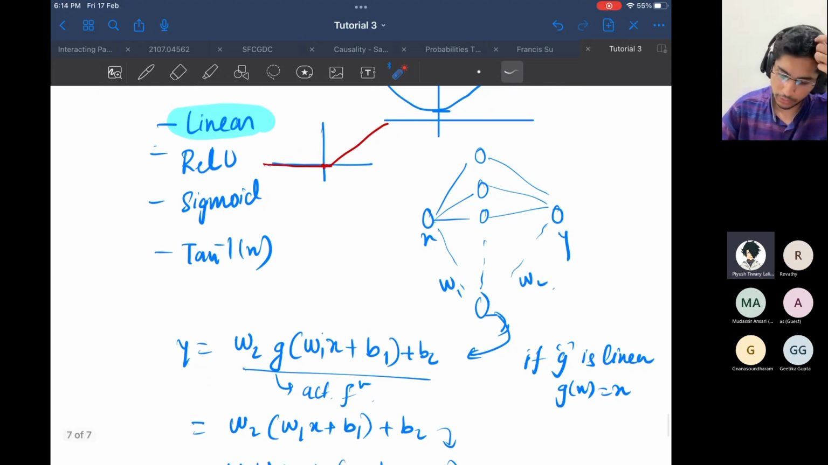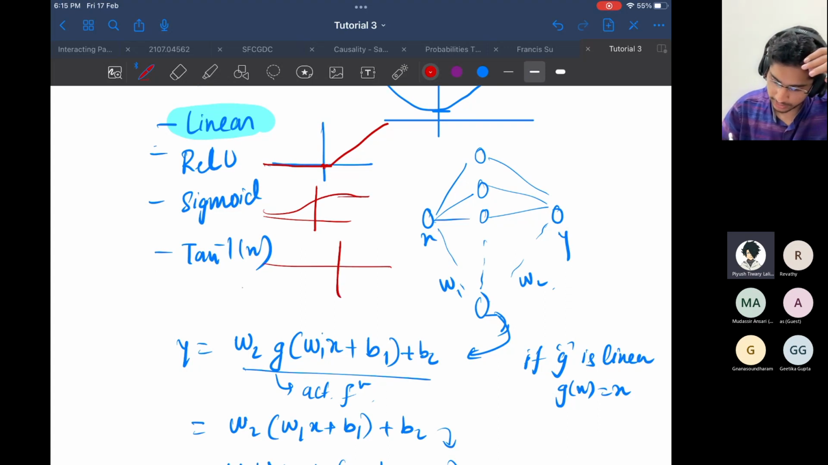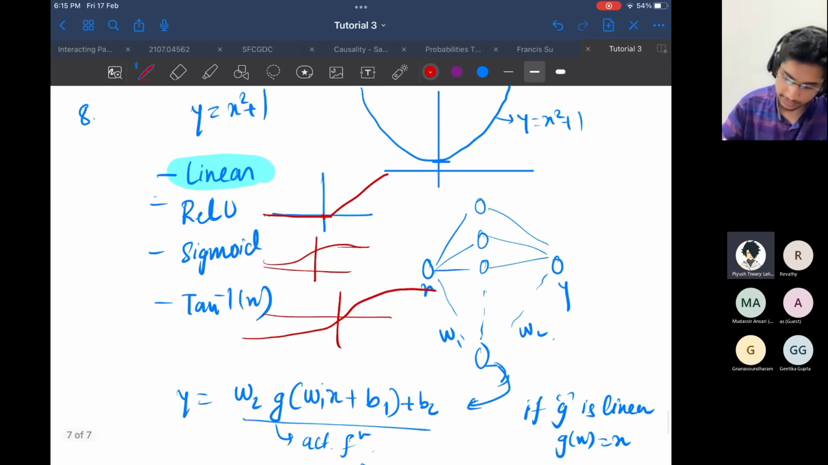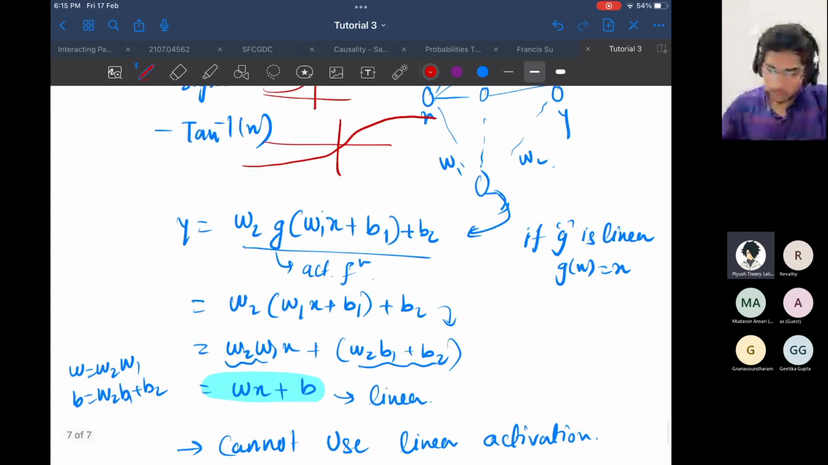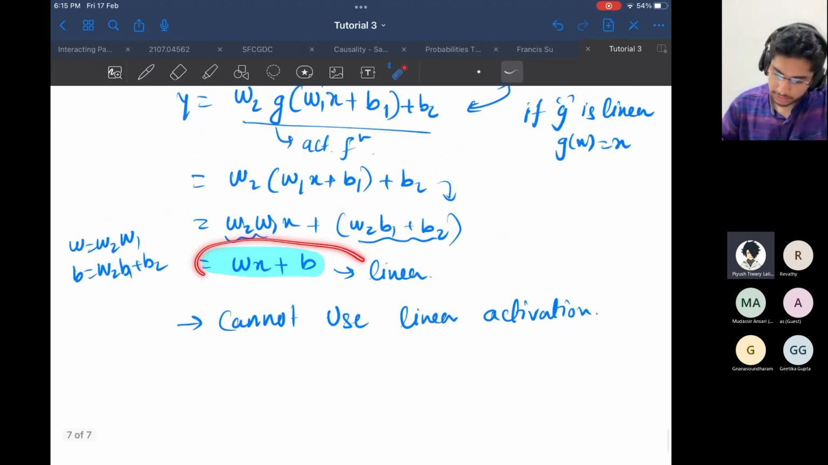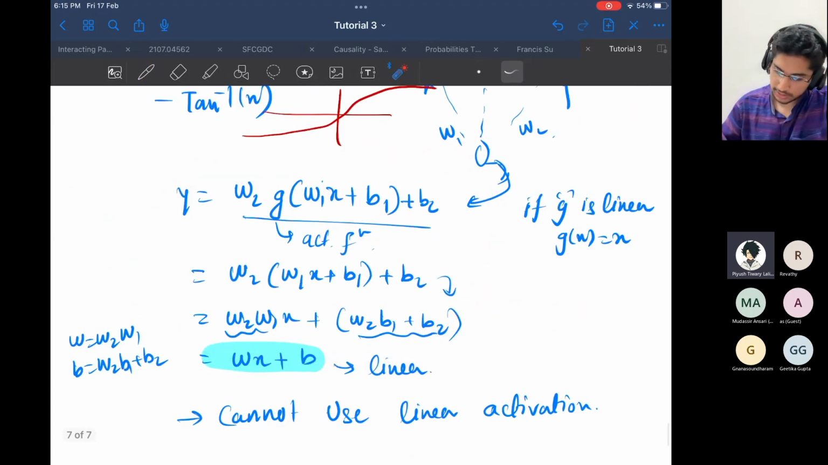Sigmoid, if you remember, is also something like this. Tan inverse is also something like this. So all of these are non-linear. However, a linear function is actually linear, something like this. That won't work for us. Why won't it work? Because of this observation: eventually you are just approximating a y equal to x square kind of function with a y equal to x type of function, which is not desired.